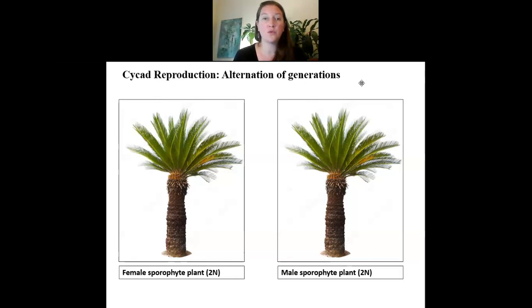Let's go through this real quick, the alternation of generations in cycads. As I mentioned, cycads are strictly dioecious, male plants and female plants. So here we have a female plant on the left. She's diploid, right, because she's a sporophyte plant. So these are male and female sporophyte plants there. It says it down there.